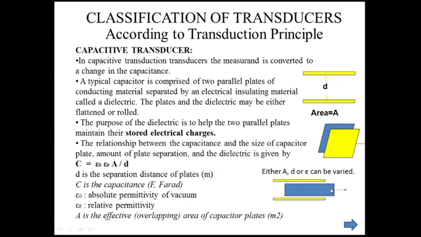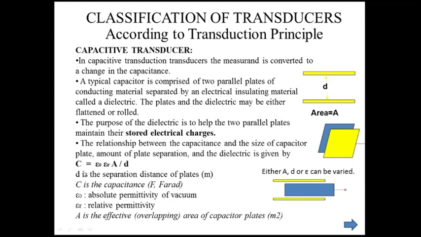Now the formula of the capacitance is C = ε0 εr A / d, where ε0 is the absolute permittivity, εr is the relative permittivity, d is the distance between the plates, and A is the effective area of the capacitor plates. In this formula, the capacitance is directly proportional to the area and inversely proportional to the distance, which means if you change the area, the capacitance value changes. If you change the distance, the capacitance value increases or decreases depending on the distance.